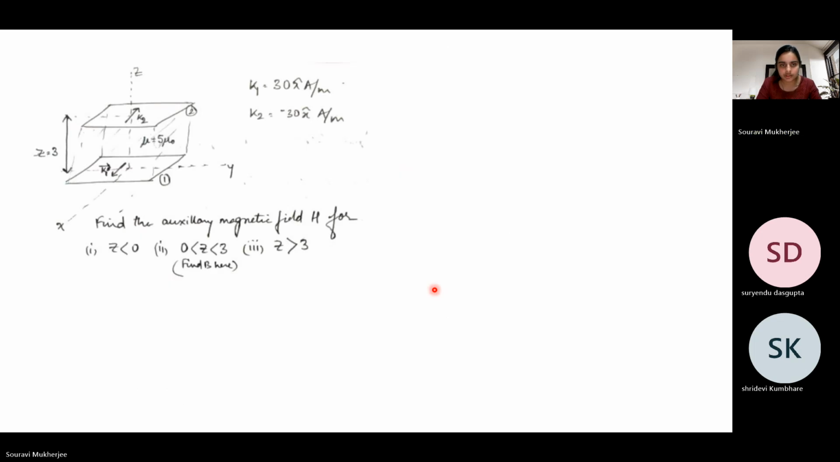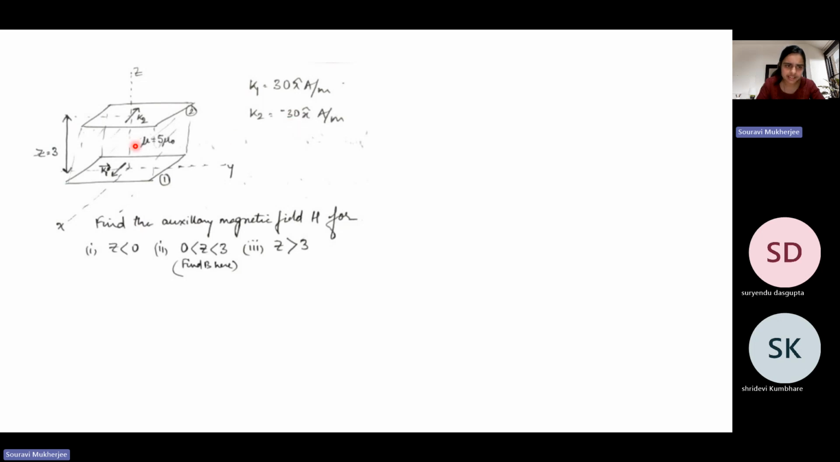Now, this is one of the questions that came up in last year's assignments, and we have already discussed one such example. Let us now look at it in terms of some numerical value. Here you have two planes where the surface current densities are given, K1 and K2. One is positive, and the other is minus of that.